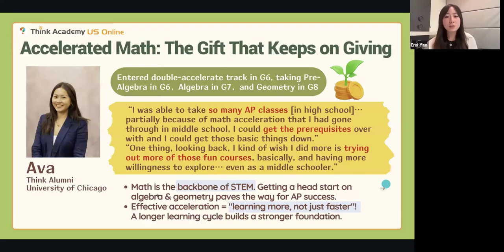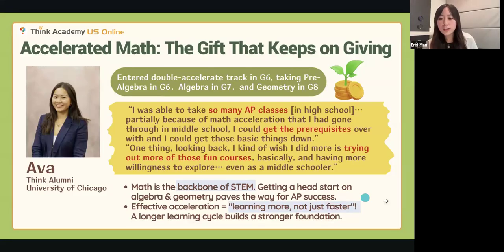So according to Ava, after she made this choice to be a little bit accelerated, she actually felt very grateful to make that decision. So I will say that the accelerated math track is actually the gift that keeps on giving. It's going to be very beneficial when you look back.